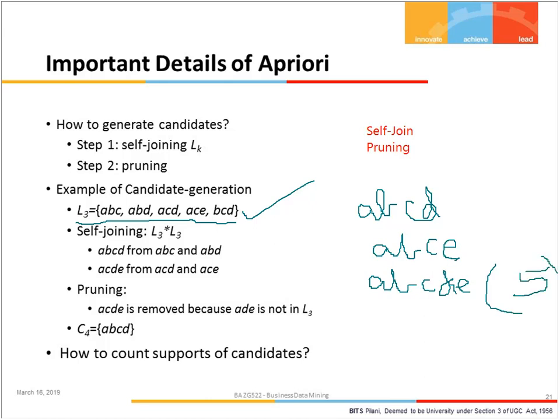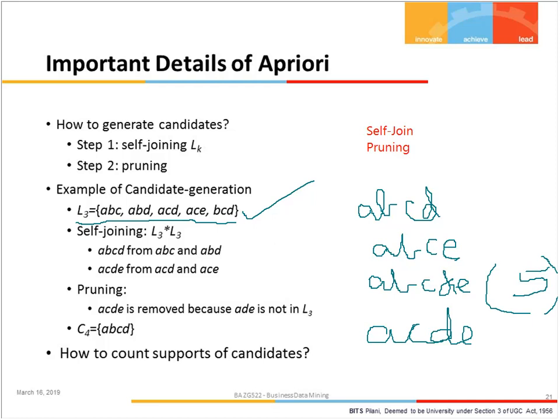So maybe we will not even bother about it now, because our intention is to find out all frequent item sets of size 4. Then ABD and BCD, it is going to give us ABCD. Then ACD and ACE, it gives us ACDE. ACD and BCD, it gives us ABCD. ACE and BCD gives us ABCDE, which is 5 items. So these are all the candidates that we generated through self-join.